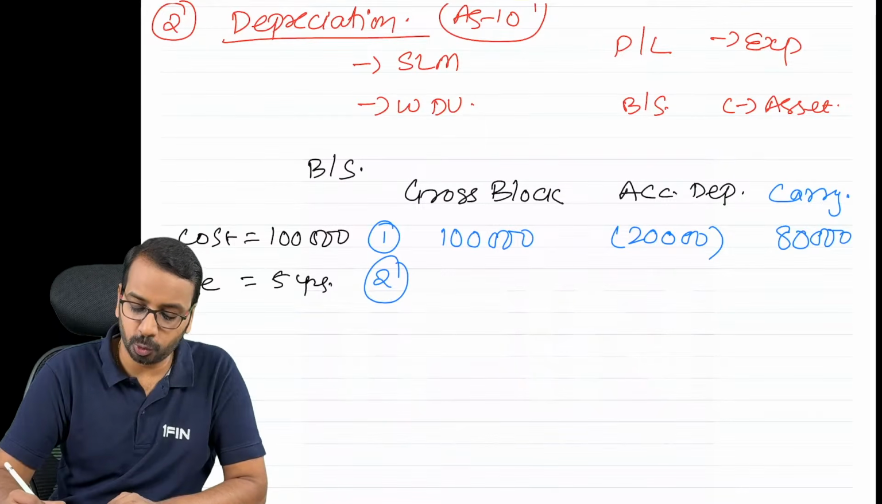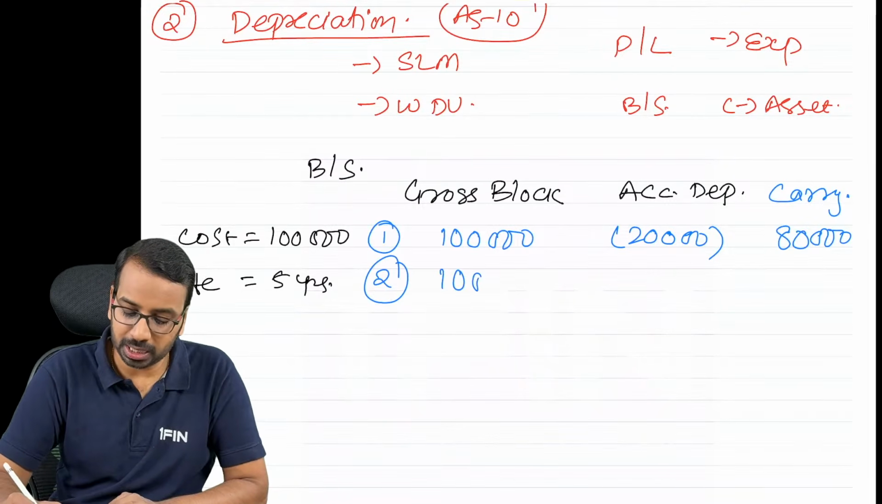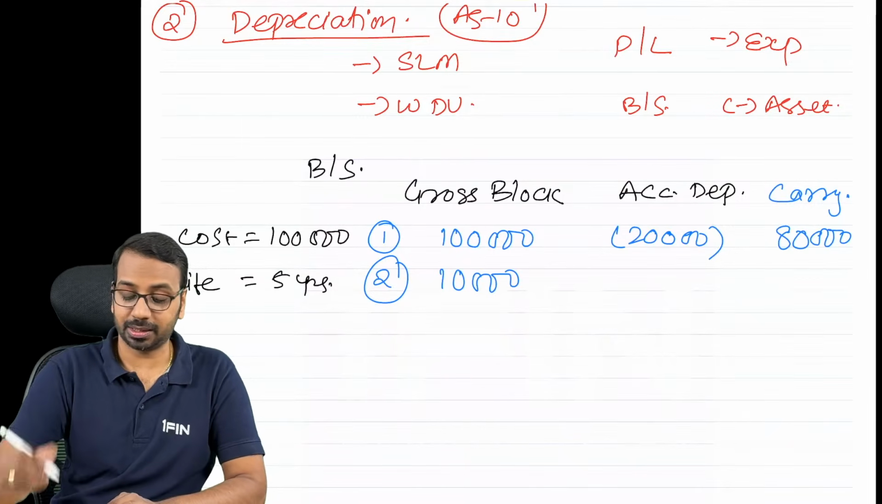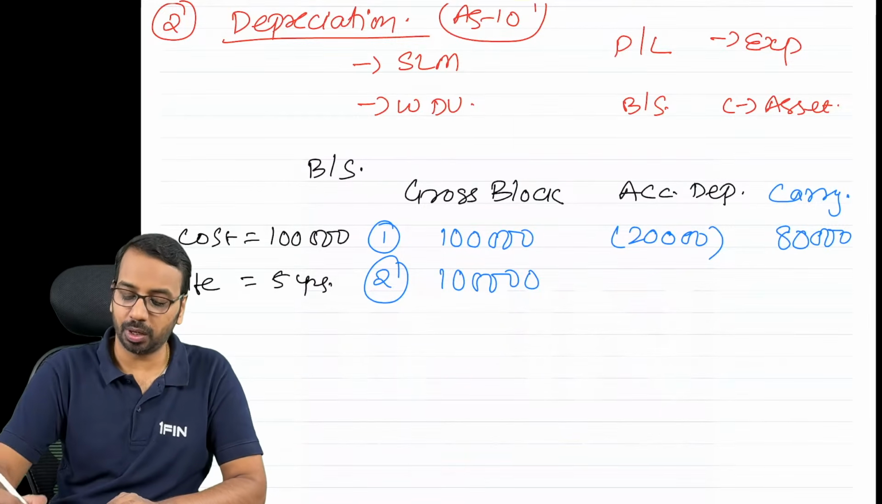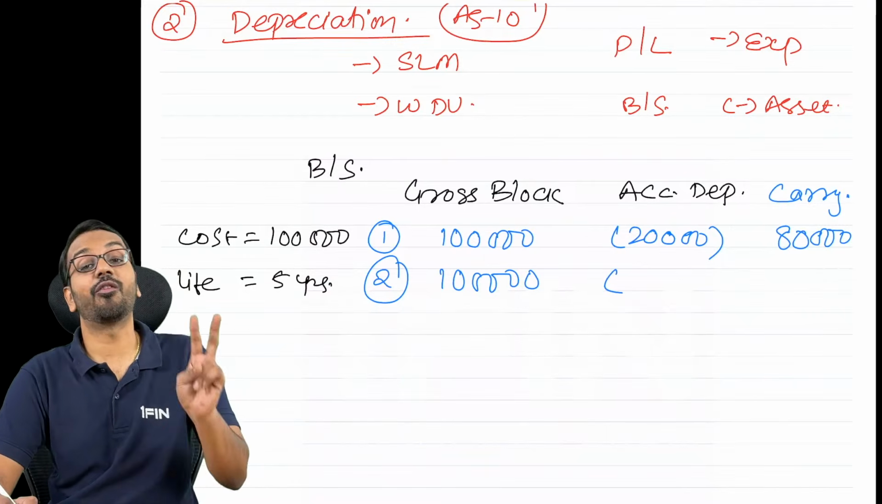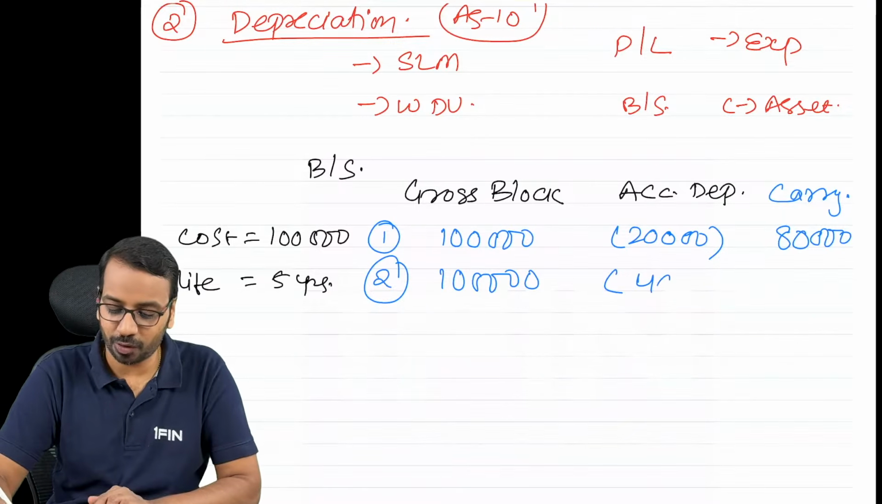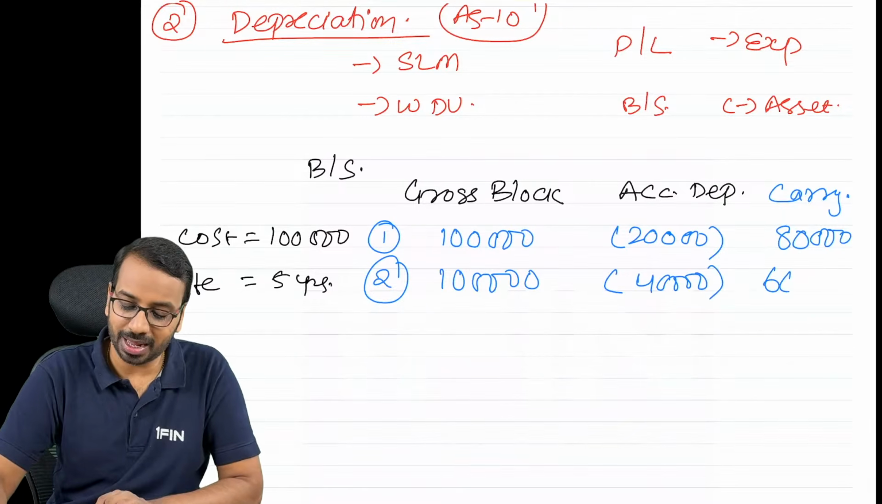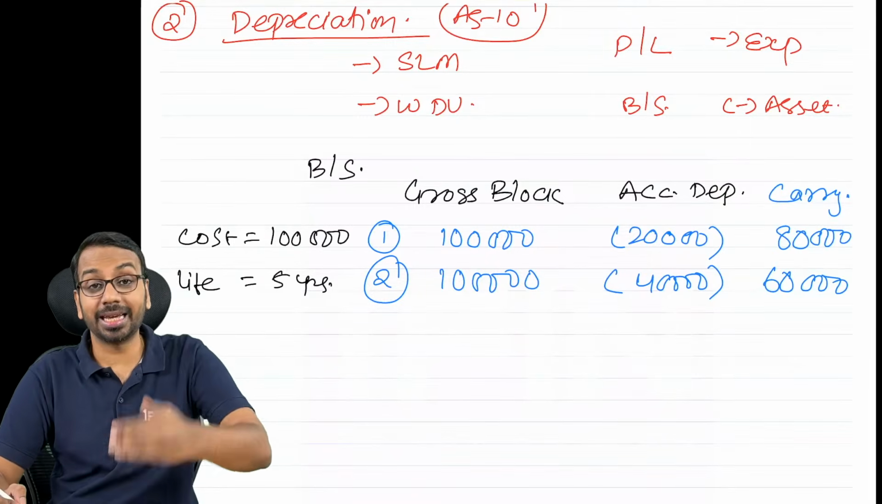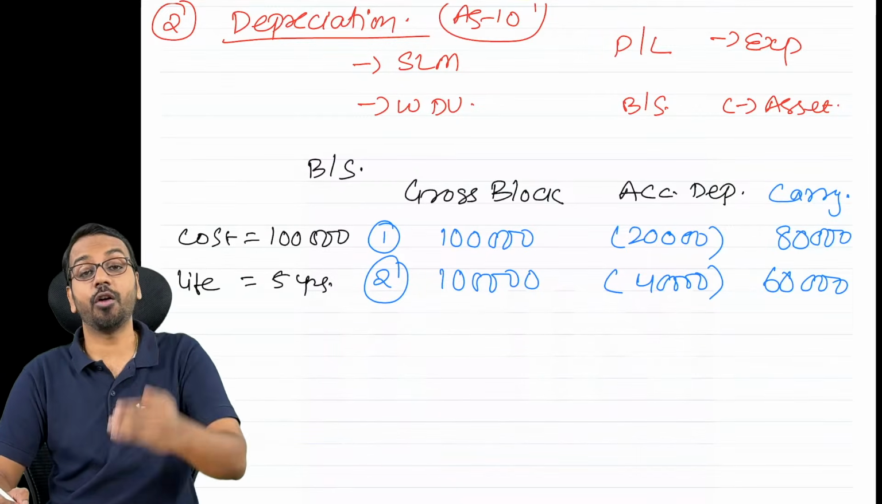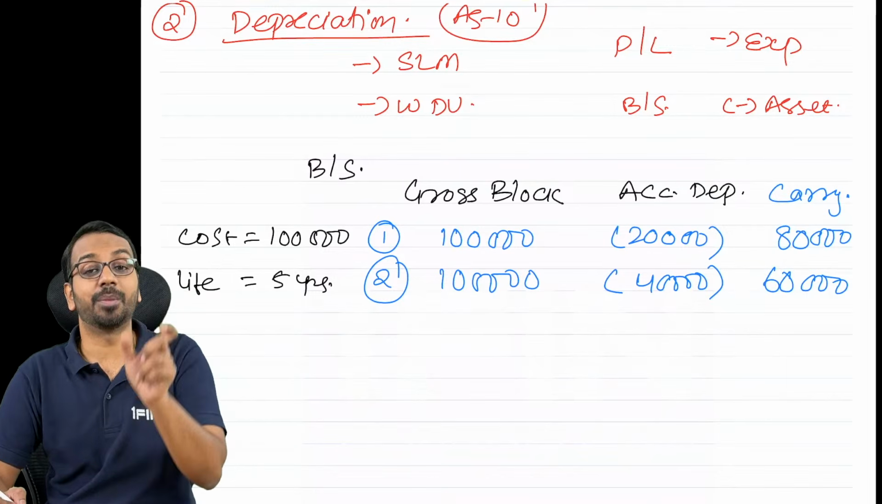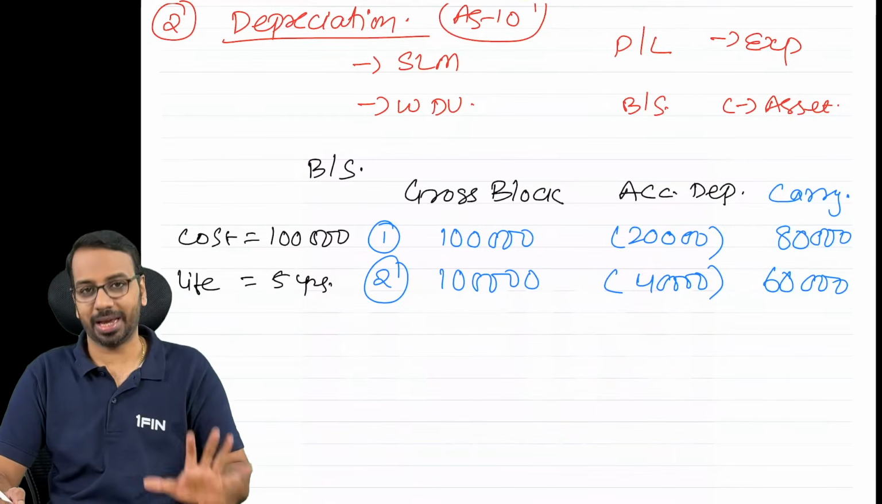Let us say in year 2, how much will we show? 1 lakh as gross block. Gross block is not 80,000. 1 lakh as gross block. Total depreciation for 2 years, which is 40,000. Closing balance 60,000. Like this, we have to give the disclosures of property, plant and equipment in the balance sheet. Same thing for intangible asset.